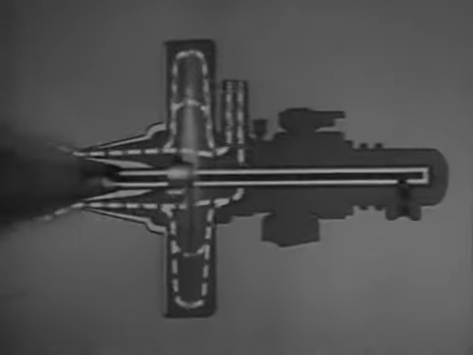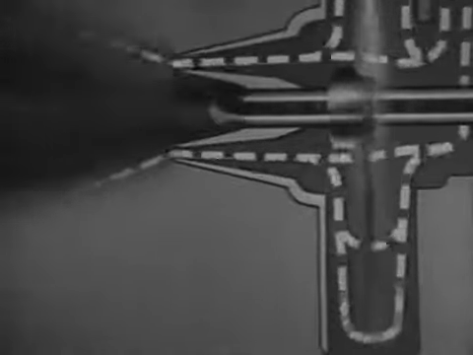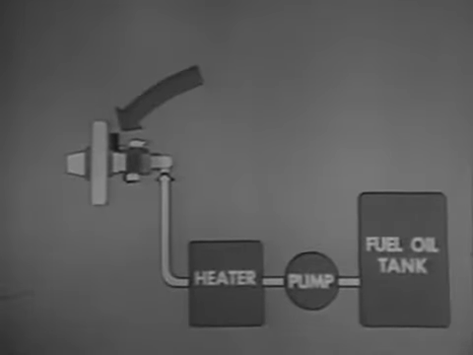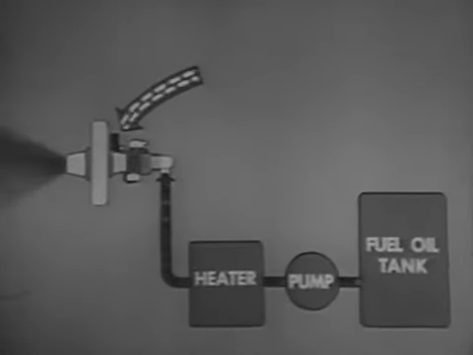Centrifugal action forces the oil against the inner surface of the atomizing cup and causes the oil to leave the rim as a hollow cone. The meeting of the oil and the air from the blower further atomizes the oil. Additional air needed for proper combustion enters through an air door in the furnace wall. As in all burners, you control the firing rate by controlling the amount of fuel oil and air going to the burner.